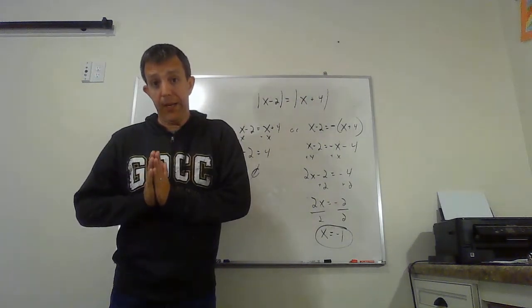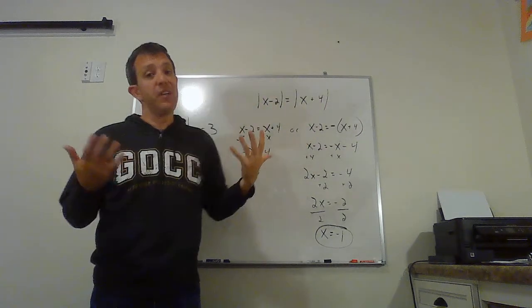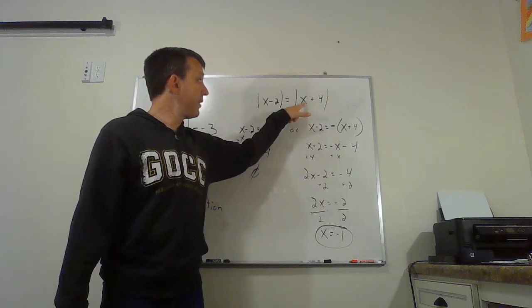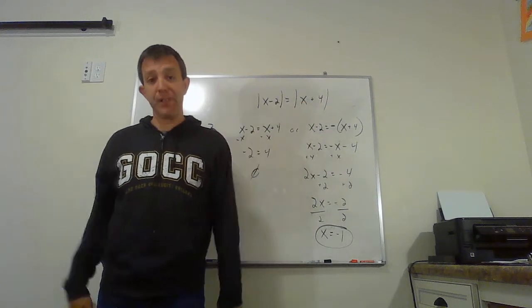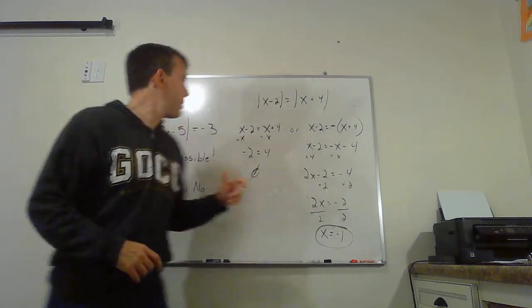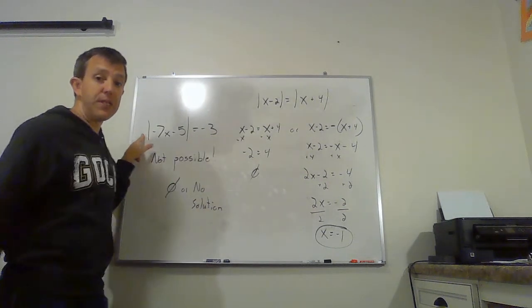That's okay. When you plug it in, negative 1 minus 2, that's negative 3. Absolute value of negative 3, there's your positive 3. Same thing here, negative 1 plus 4, that's 3. Absolute value of 3 is 3. They're the same thing. So we can get a negative number out. We just can't have our absolute value equal to a negative. So please be careful of those.